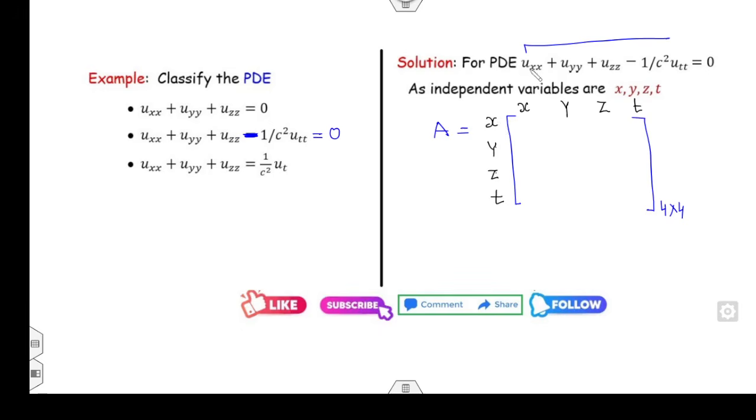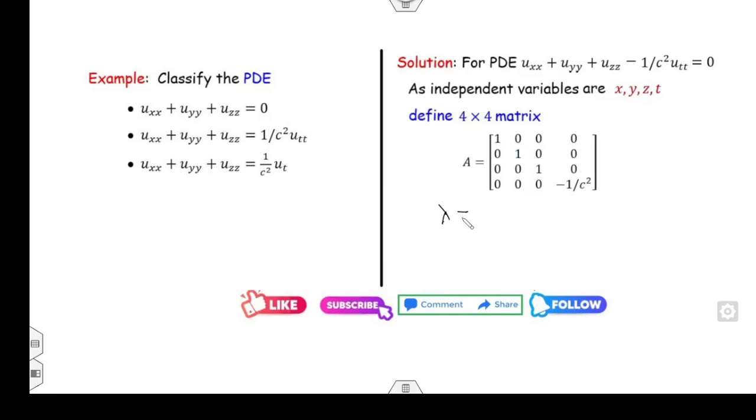What is the coefficient of the x and x? 1. Coefficient of y and y is 1. Coefficient of z and z is 1. It is 1 over c square. Coefficient of the x and y 0, 0, 0. Because of the symmetric, it is my 0. Fine. तो आपके पास मैट्रिक्स बन गई.